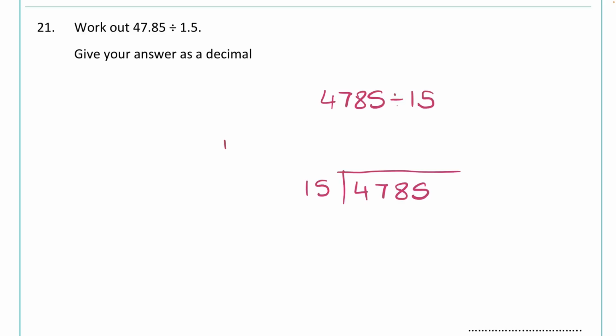probably want to write out a couple of multiples of 15. So 15, 30, 45, 60. I'll write out more if I need to. 15 goes into 47 3 times, up to 45. So carry over the 2. 15 goes into 28 once, as we don't quite get to 30 there. That gives us a remainder of 13, and then we're going into 135.